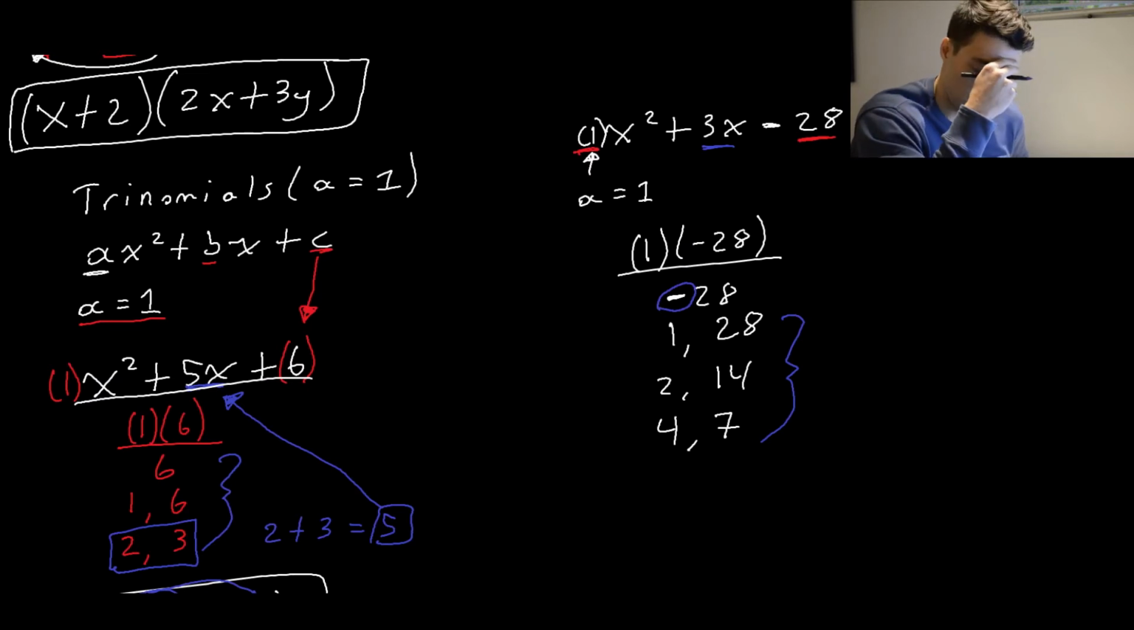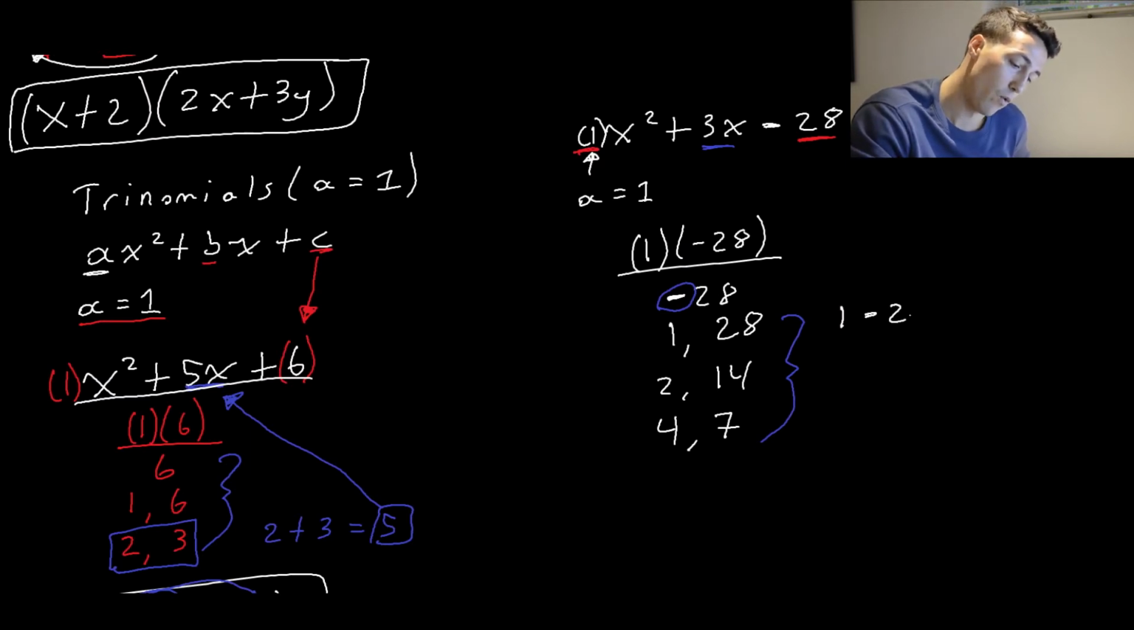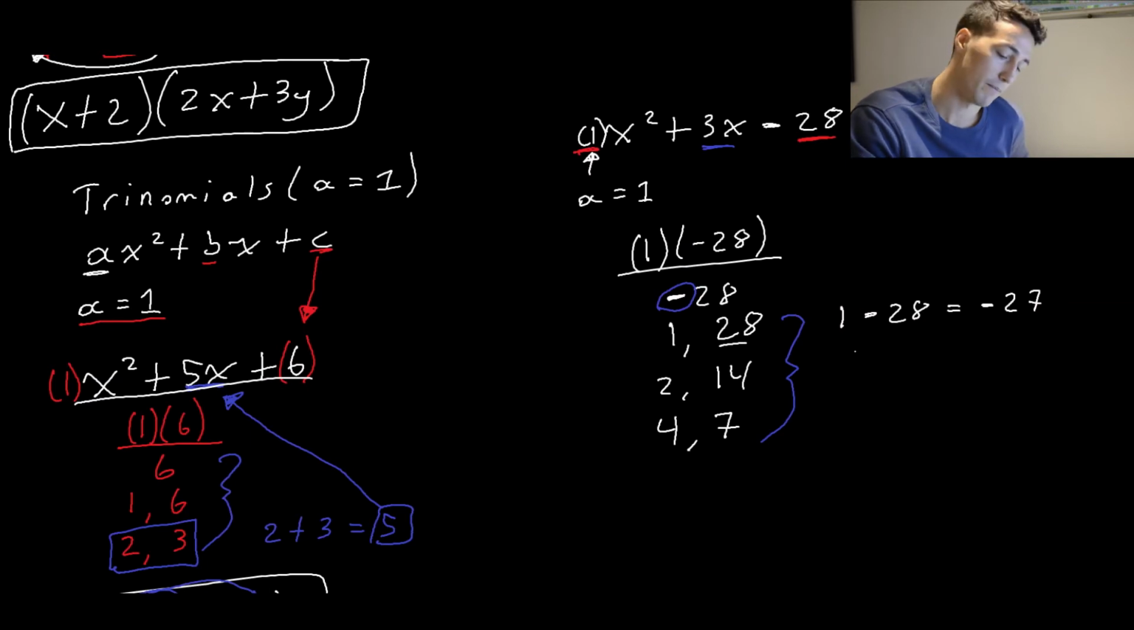So let's see. What if we had negative 1 plus 28? Well, that's just going to give us positive 27. And so that's definitely not plus 3x. What if we did, instead of that, 1 minus 28? So the 28 here is negative. Well, that's just going to be negative 27. That's definitely not positive 3.